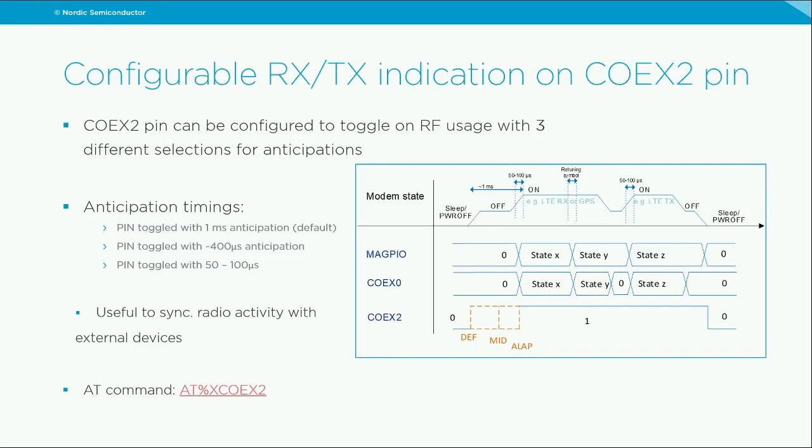And this pin can be very accurate. You can select between 3 different anticipation timings. The pin can be toggled, for example, 1 millisecond before it happens, 400 microseconds before it happens, or around 50 to 100 microseconds before that happens. So this is very useful to synchronize, for example, sensitive sensors or other radios that you have on a device that cannot be run at the same time as the TX or RX is running on the modem. This is supported by this new AT command as well.